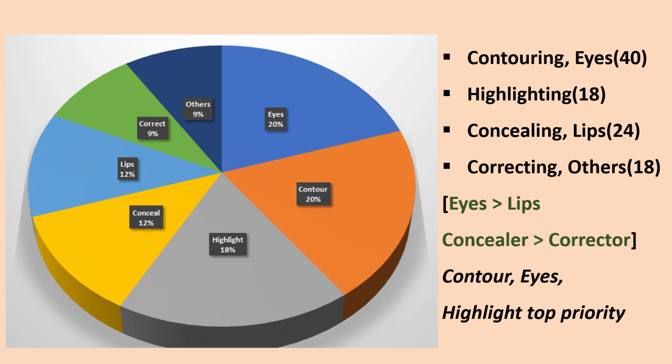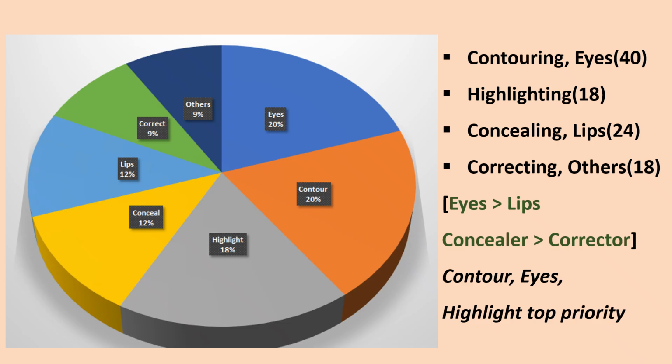So we have given contouring 20%, eyes 20%. That means contouring and eyes together, 40%, the most important areas. Contouring and eyes, 20 plus 20. After this, highlighting 18%. So the three most important areas where you have to focus, where you have to give maximum attention: contouring, eyes, highlighting.